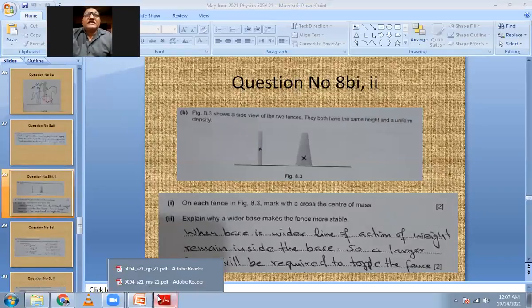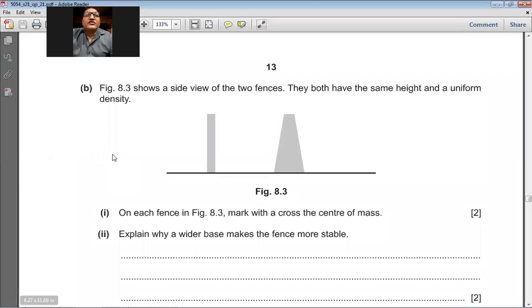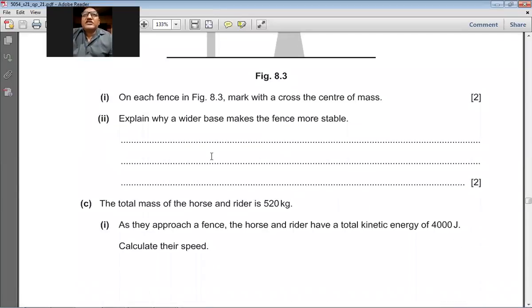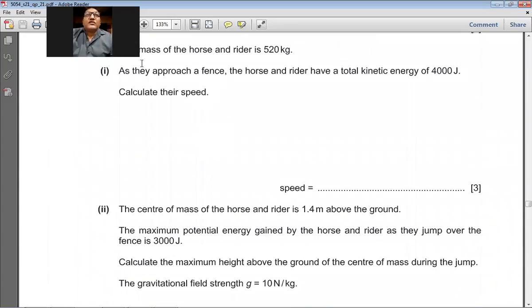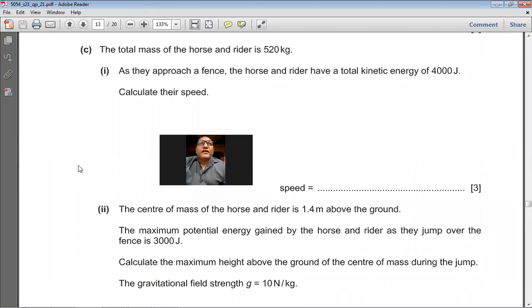So let's move to the next part. We are done with these 2 parts. The next question is coming up on the screen. The total mass of the horse and rider is 520 kg. As they approach a fence, the horse and rider have a total kinetic energy of 4,000 joules. Calculate their speed. If we know the kinetic energy and we know the mass, we can find the speed.